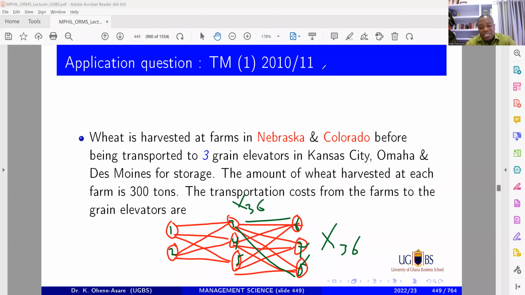So this drawing is what I've just done. The rest is you name it. And remember, here is going to be 300. Here is going to be 300. And we already know that.